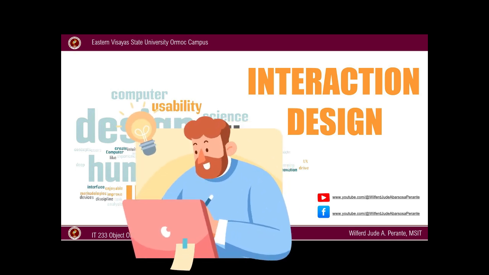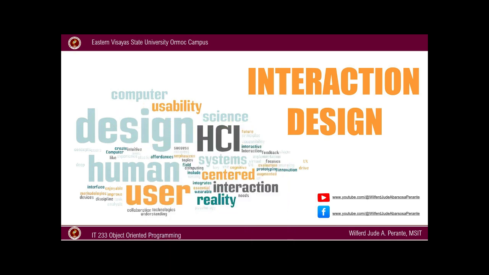In this session, we'll explore the fundamental principles of interaction design, the role of user-centered design, and how we can create seamless digital experiences. By understanding how humans interact with technology, we can develop systems that are not only functional but also engaging and accessible.